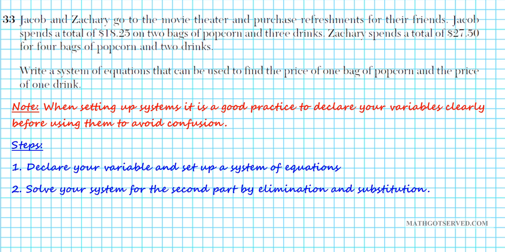Now, one thing you want to note when setting up systems is that it's always good practice to declare your variables clearly before using them in your equation. You want to do that to avoid confusion. You want to make sure that you're not interchanging your answers for popcorn with that of drinks. In this problem, we're going to declare our variables and then use that to set up a system of equations. And we'll solve our system of equations by elimination and substitution for the second part.